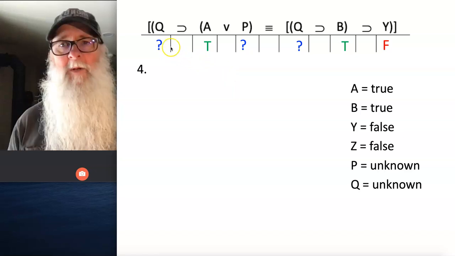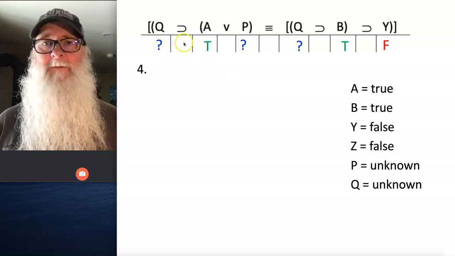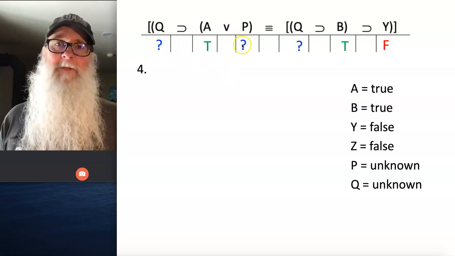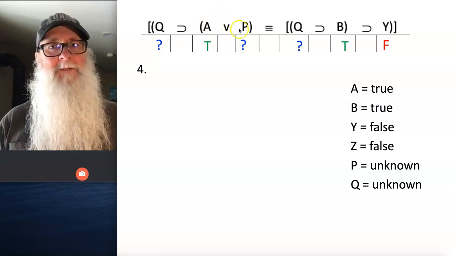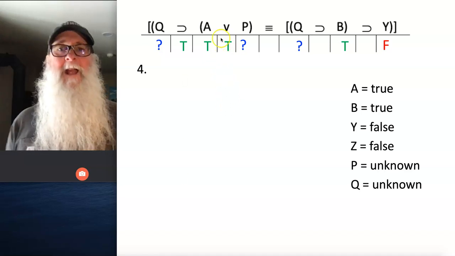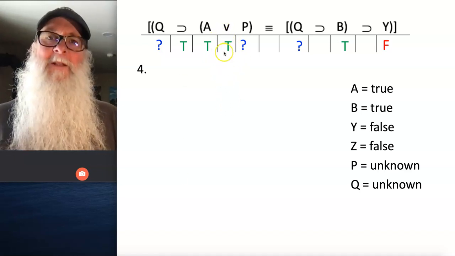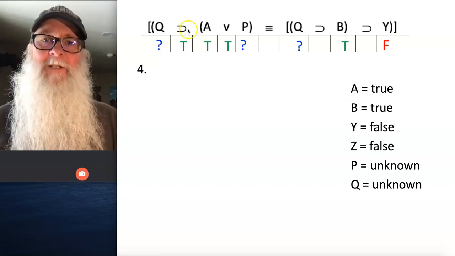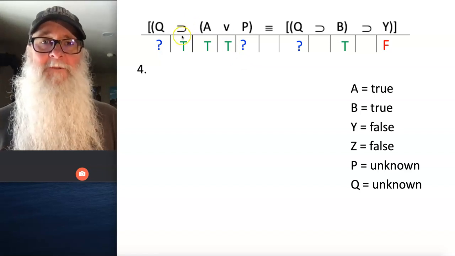Number 4, we don't know what Q is, so we don't yet know what the horseshoe is. We know that A is true, but we don't know what P is, but it only requires one of the two statements in a wedge for the wedge to be true. So we know this wedge is true, and because now this wedge is true, the statement on the right side of the horseshoe is true, and anytime that's the case, the horseshoe is true.